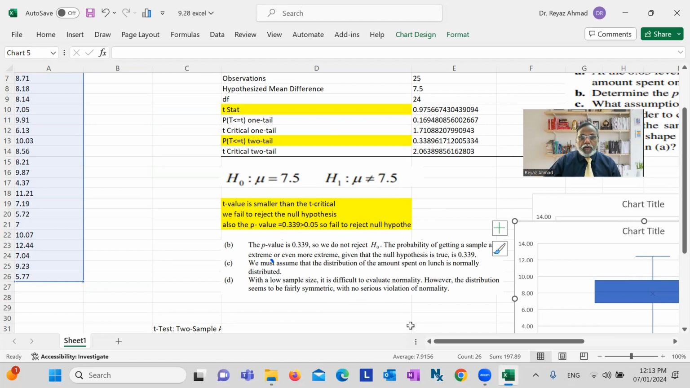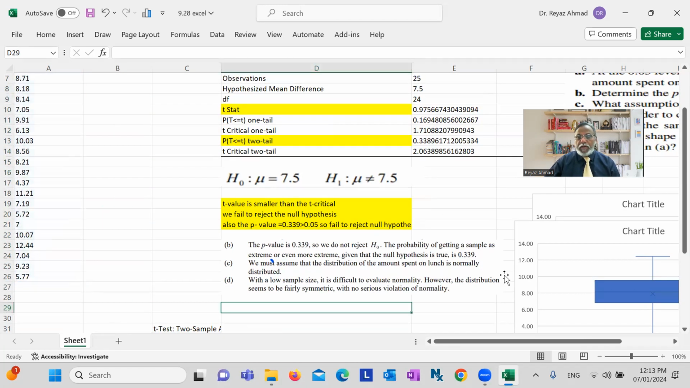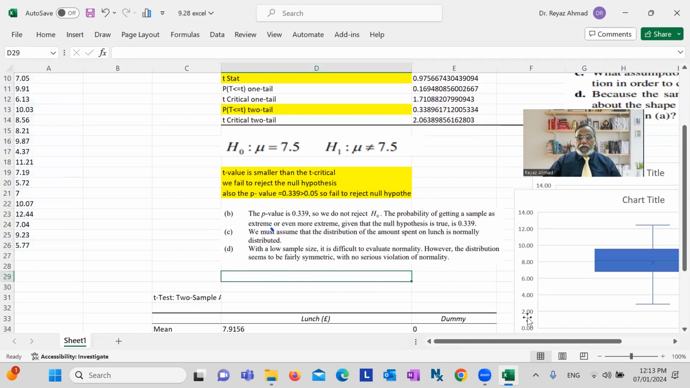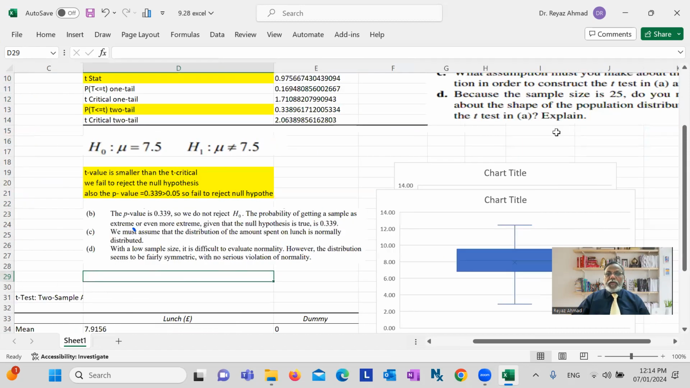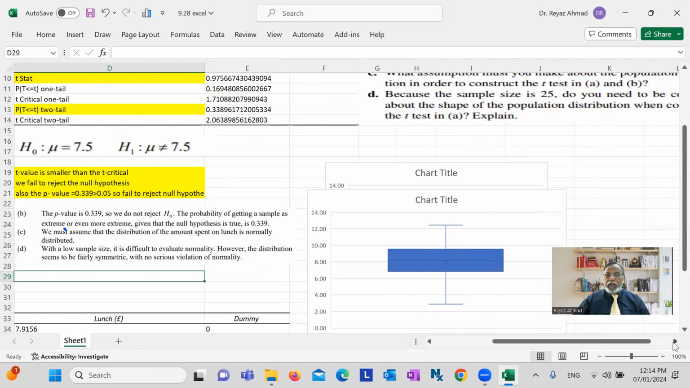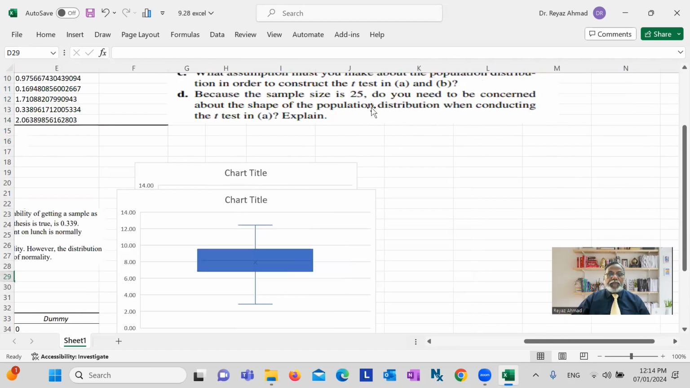Also, why is this question arising? Because the sample size is less than 30. When the sample size is less than 30, the normality concern arises over here. Since the data is almost symmetrical, this concern can be ignored. And this is the answer of question D. Question D says, because the sample size is 25, do you need to be concerned about the shape of the population distribution when conducting the t-test?